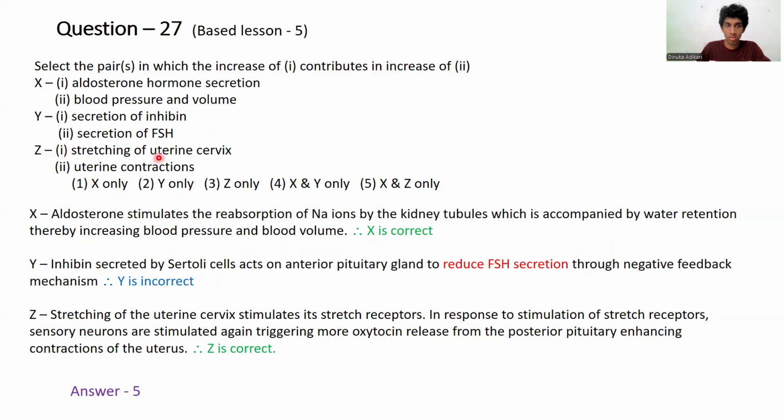Z. 1. Stretching of uterine cervix. 2. Uterine contractions. So stretching of the uterine cervix stimulates its stretch receptors. In response to stimulation of stretch receptors, sensory neurons are stimulated again, triggering more oxytocin release from the posterior pituitary, enhancing contractions of the uterus. That means it is a positive feedback mechanism and it occurs during parturition. So Z is correct. So the correct answers are X and Z only. That means the correct answer is 5.